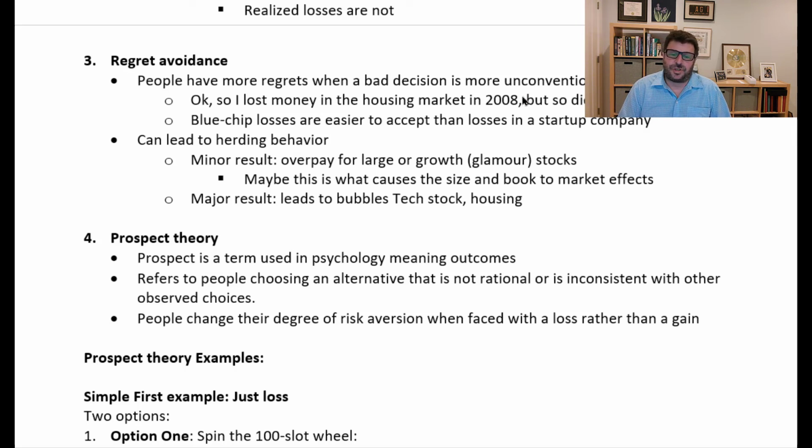And this can also lead to herding behavior. So we overpay for large growth or glamour stocks because everybody's buying them, so you get in them. And maybe this is what causes some of the size or book to market effects, where stocks are big and people buy them and then they get bigger, or stocks are overpriced and they get more overpriced. And this could lead to some of the bubbles we've seen in tech stocks or housing or other bubbles that we'll talk about.